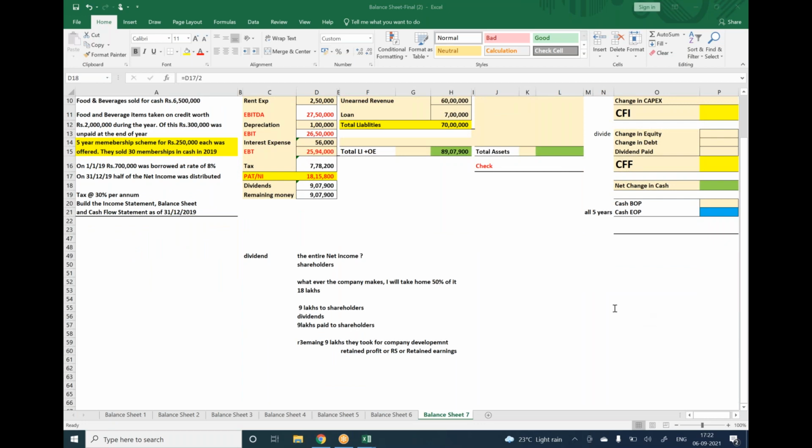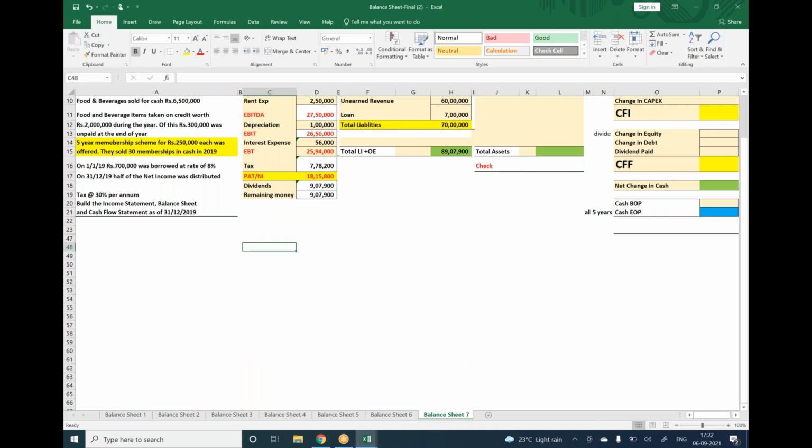Okay, and sir, could you repeat unearned revenue? Okay. Now, observe here what I do. It's a 5-year membership. So 5-year membership: year 1, year 2, year 3, year 4, year 5. First of all, how many members are there? 30 members. Each member, how much are you charging? 2.5 lakhs.